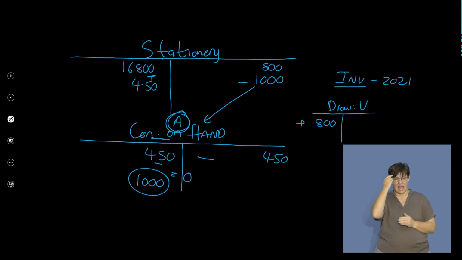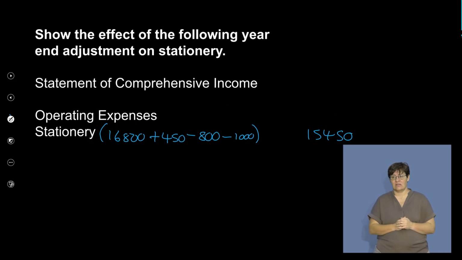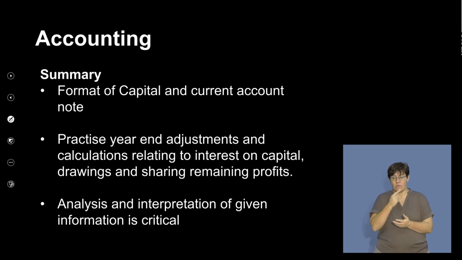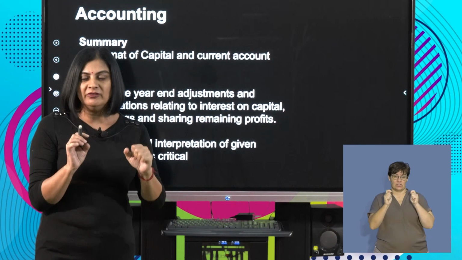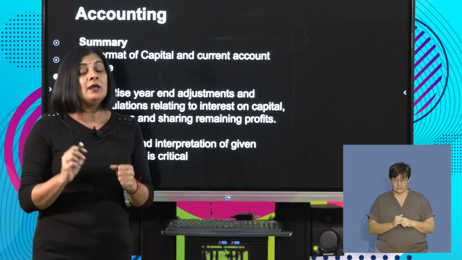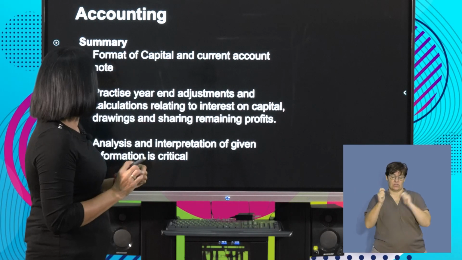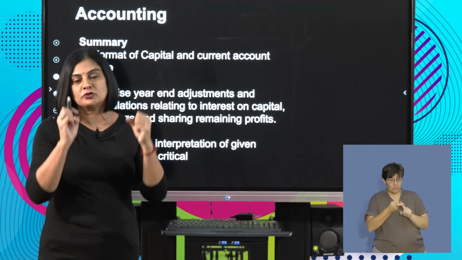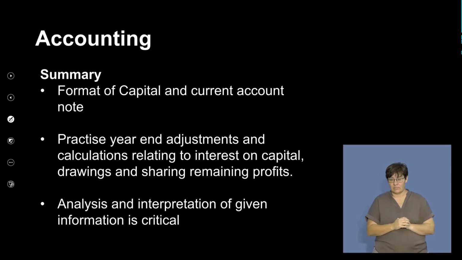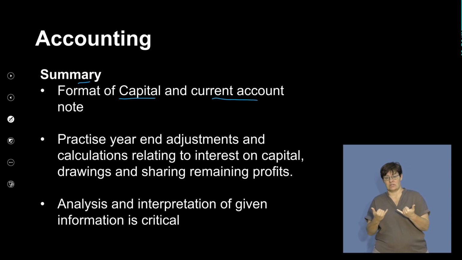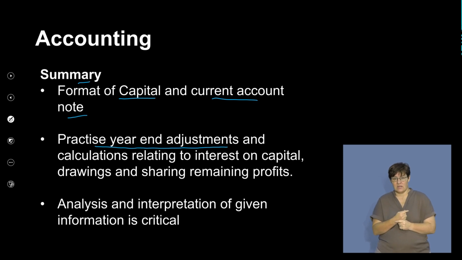Right, it seems as though we've come to the end of our lesson. So very quickly, guys, remember, you're going to get a whole lot of year-end adjustments that you need to practice from. And the more you guys practice, the better you're going to be at year-end adjustments. But what do I want you to take out of today's lesson? So remember, to summarize, make sure you know the format of your capital and current account note. Obviously, this affects partnerships directly. And then make sure, exactly what I mentioned a few seconds ago, that you are practicing your year-end adjustments.